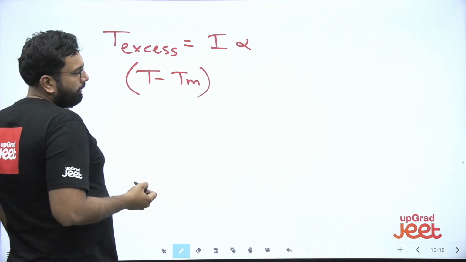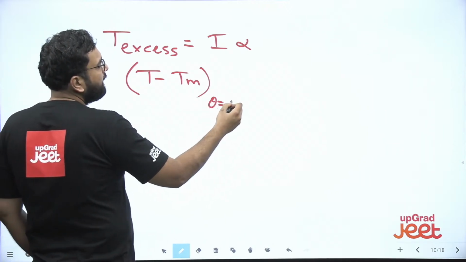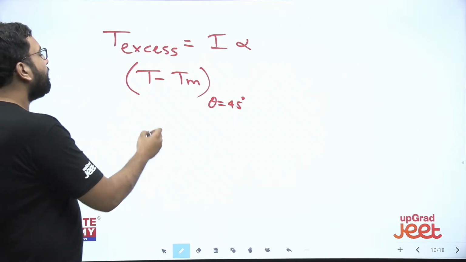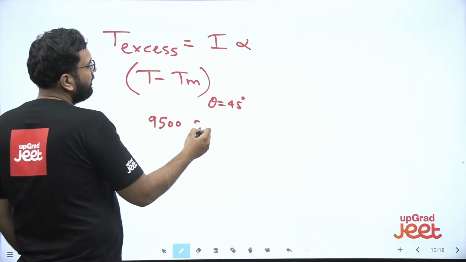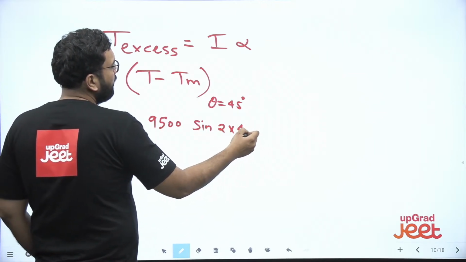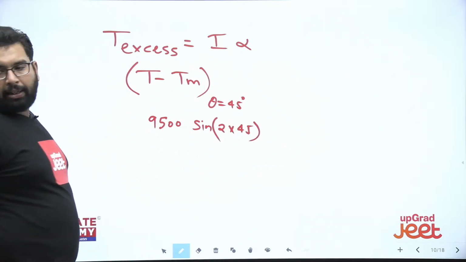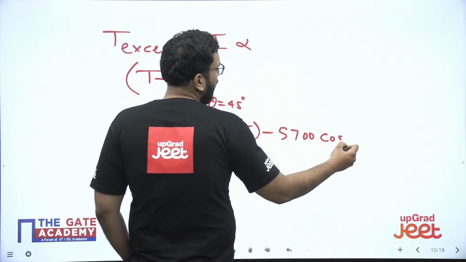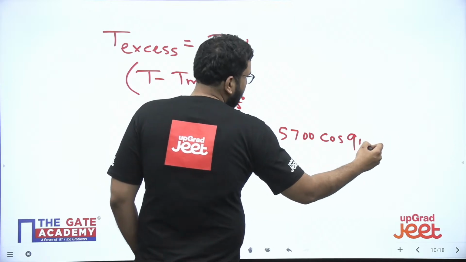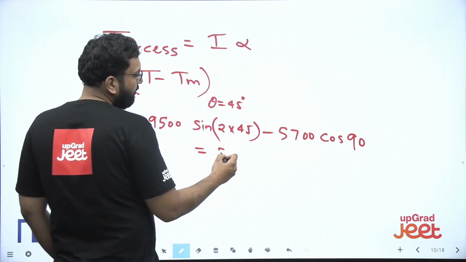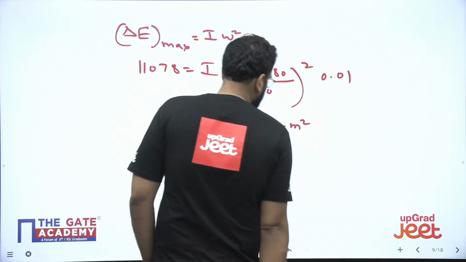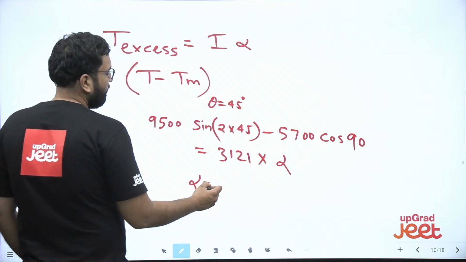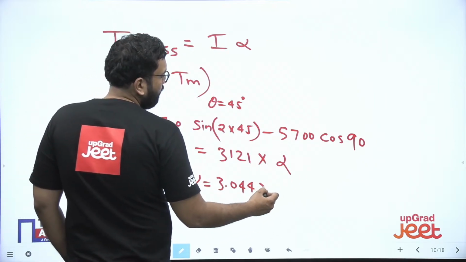T minus T mean. So we'll have to place theta equal to 45 degrees here. So what is this T minus T mean? We have 9500 sine 2 theta, that is sine 2 into 45, minus 5700 cos 2 theta, that is cos 90, which we already calculated, equal to 3121 into alpha. Now from this equation we can very easily find the value of alpha.